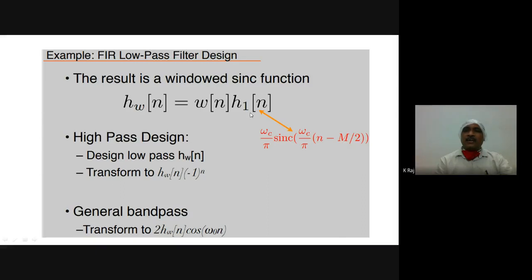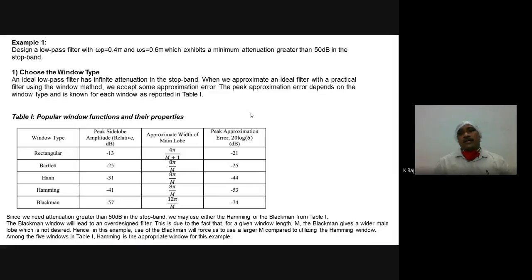And if we have designed any low pass filter, then accordingly we can design here the high pass filter or the band pass filter by applying the transformation method. So first we will design the low pass filter using the window method.